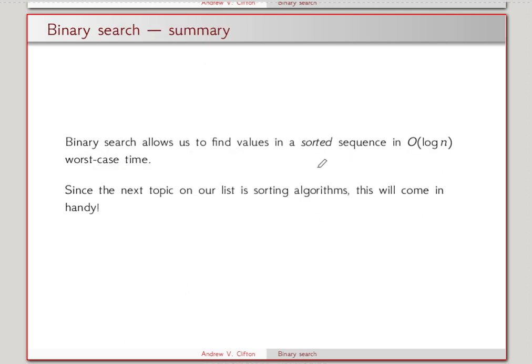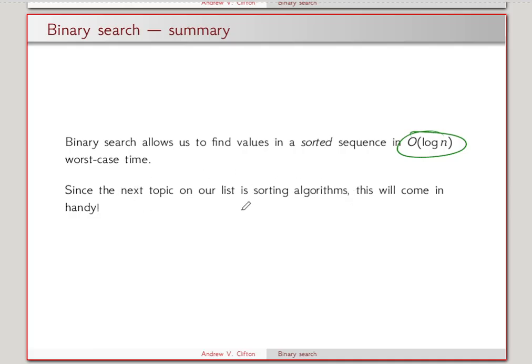So anyway, to sum it up, binary search allows us to find values in a sorted sequence. Your sequence has to already be sorted. If you throw an unsorted sequence at binary search, it will just give you garbage. It runs in log of n time.